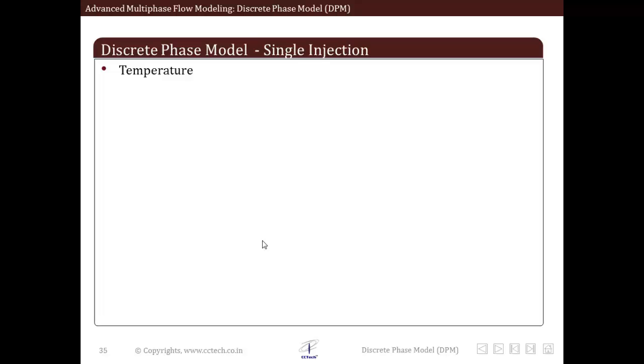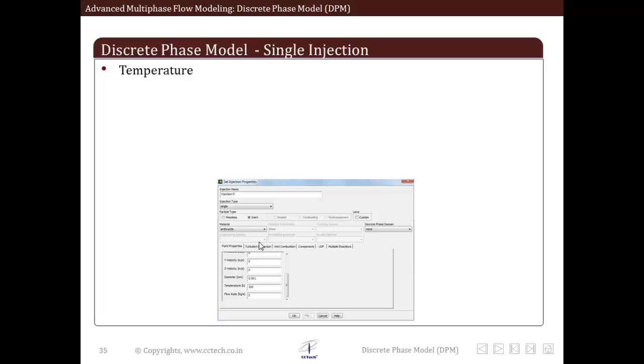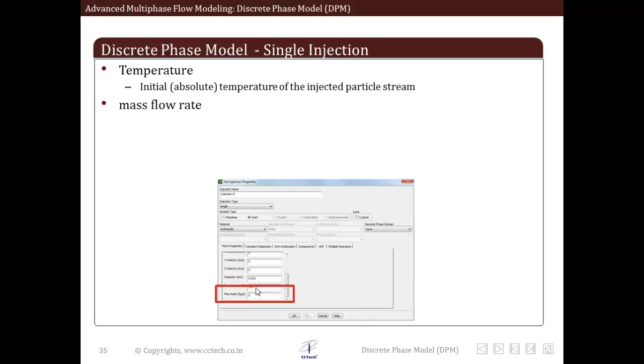The next property that we have to specify is temperature. Temperature can be specified here within the set injection properties panel. This will be the initial absolute temperature of the injected particle stream. The next property is the mass flow rate. We can specify the mass flow rate of the particle. This is for coupled phase calculations only.